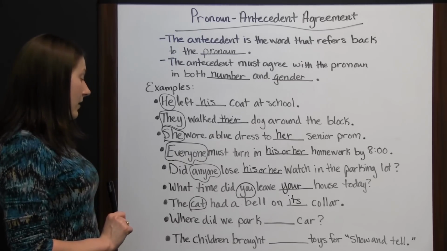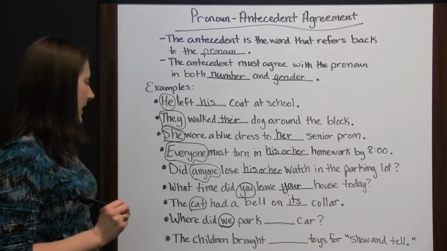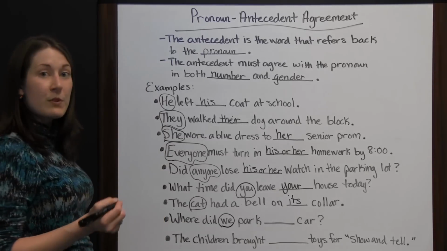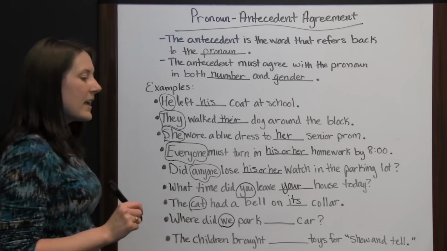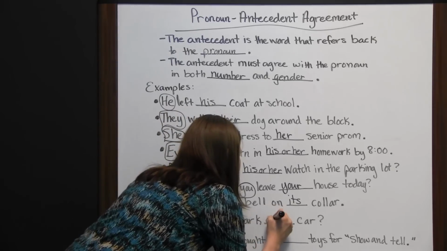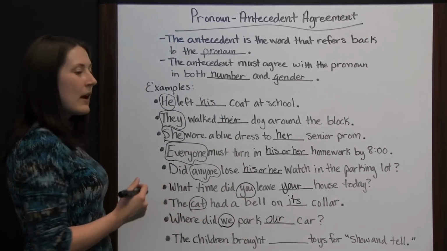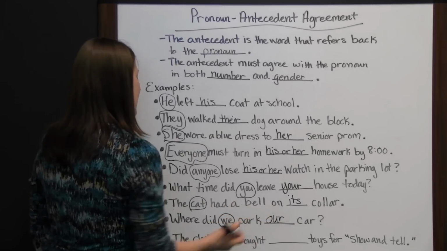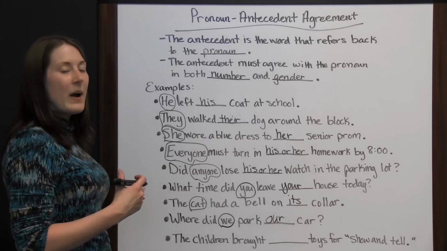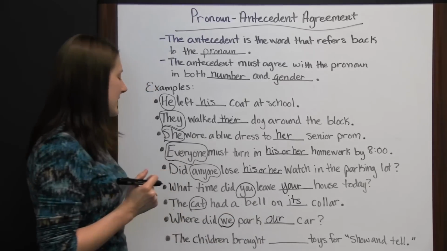Where did we park blank car? In this sentence, our pronoun is we, and we need an antecedent that goes with we, which is plural, and it is gender neutral. So we're going to say our car. Whenever you use the pronoun we, you can usually use the antecedent our. Where did we put our car? We went to our friend's house for lunch. We is the pronoun, our is the antecedent.